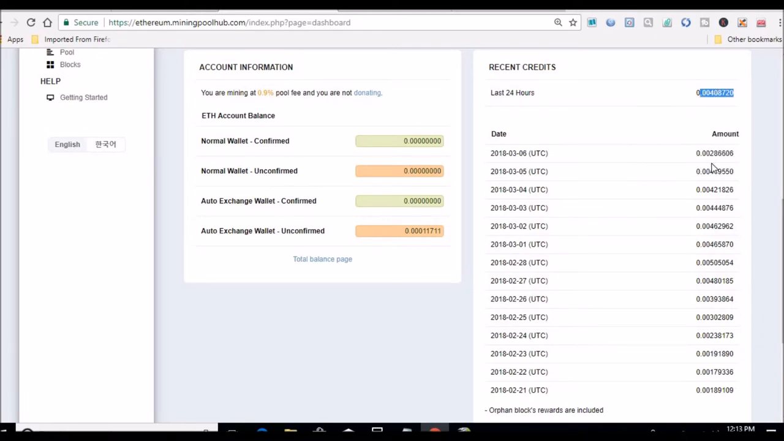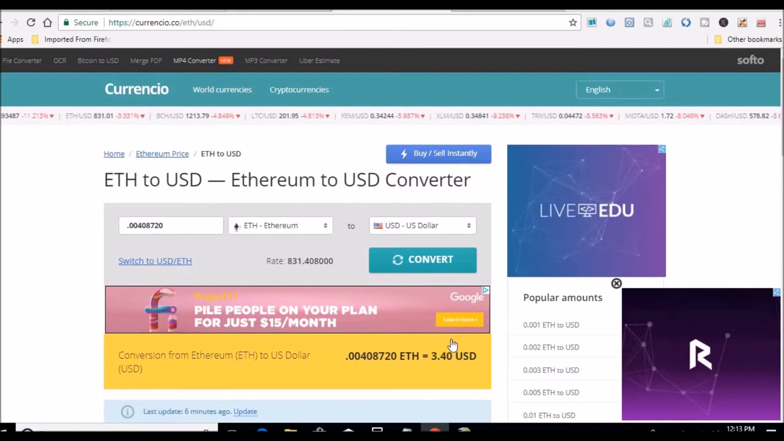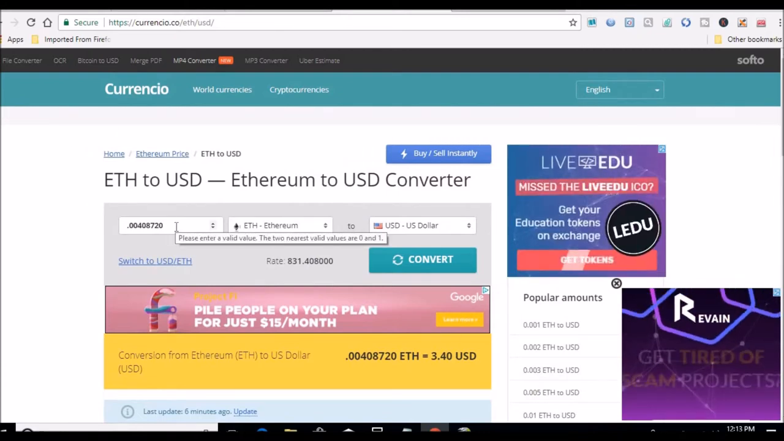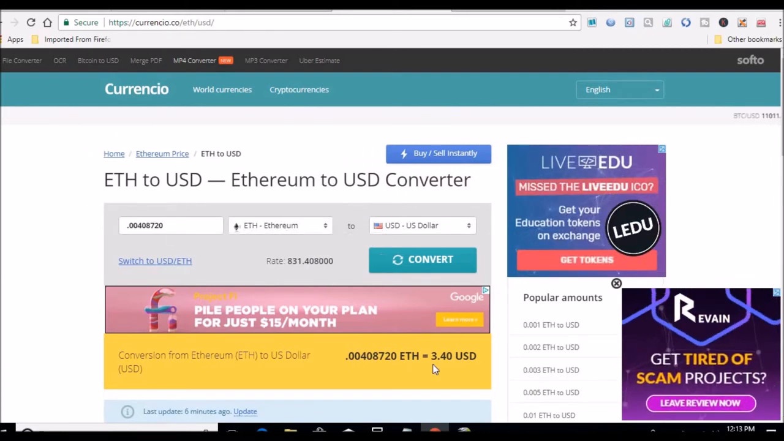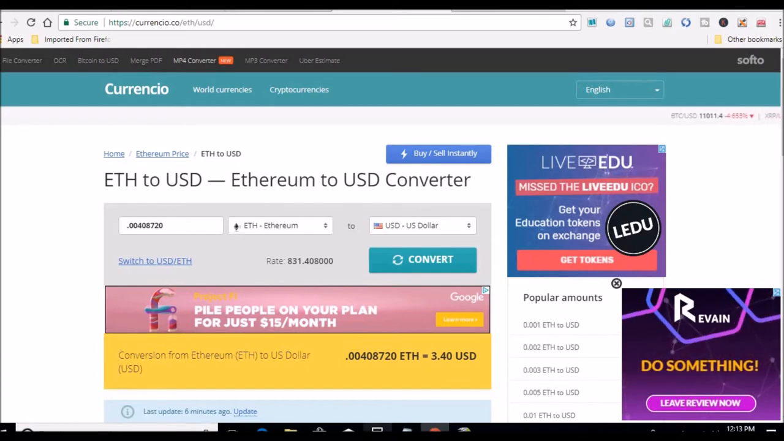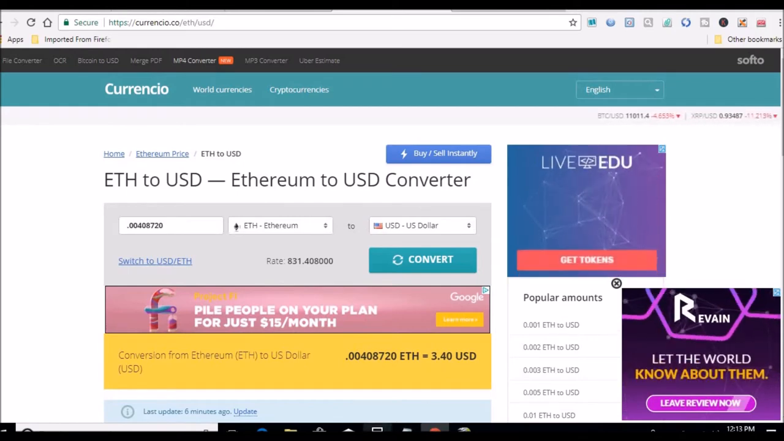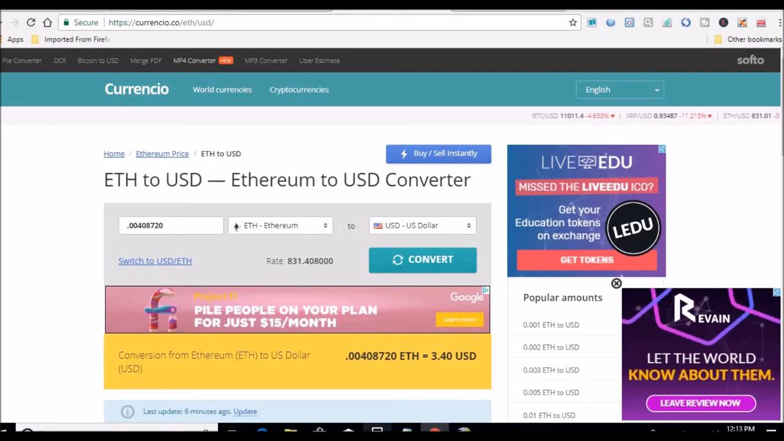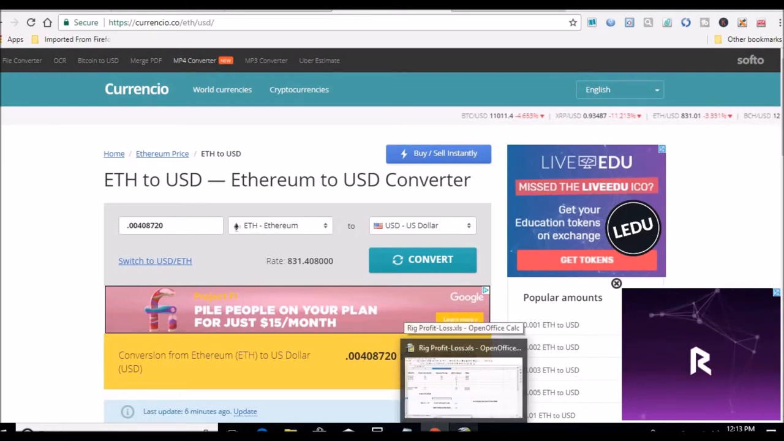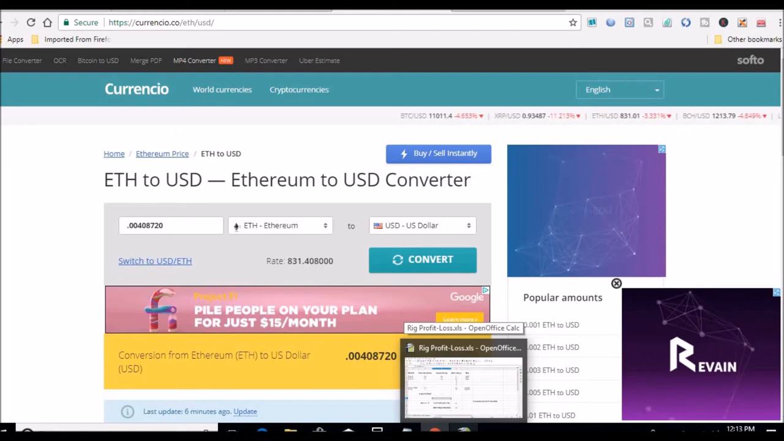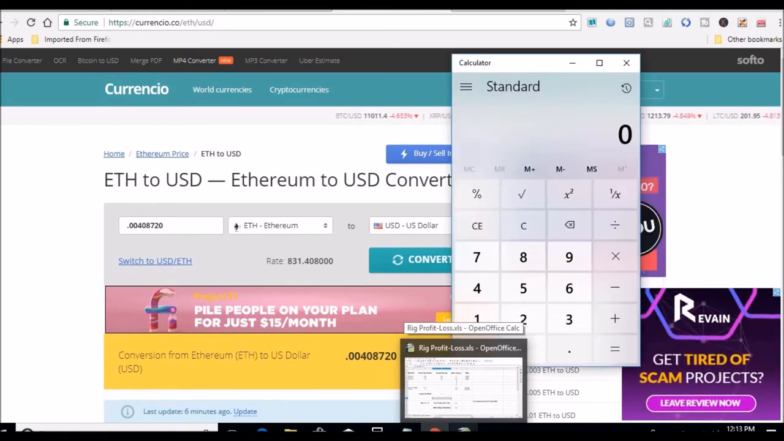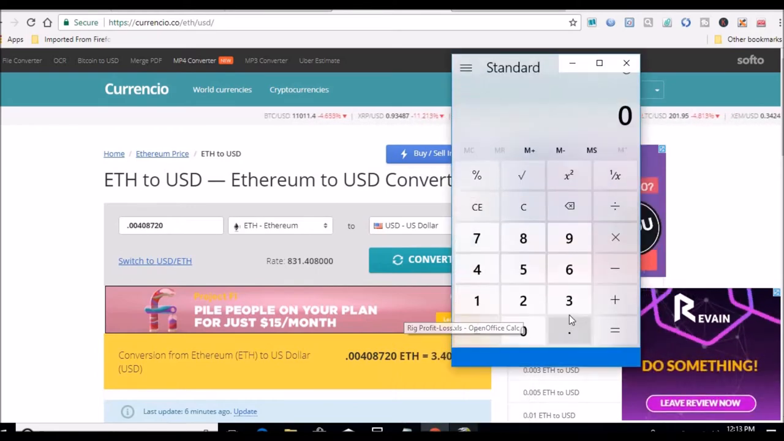So let's copy that. I was down a little bit last night while I was configuring the other rig and changing out the motherboard, so this number will probably be a little lower today. Okay, so I've already converted that number, 0.004. Looks like it's $3.40. Let's see if I can pull up my calculator, if it'll work. Maybe not. Oh, there we go.